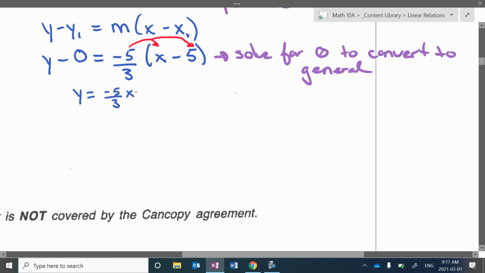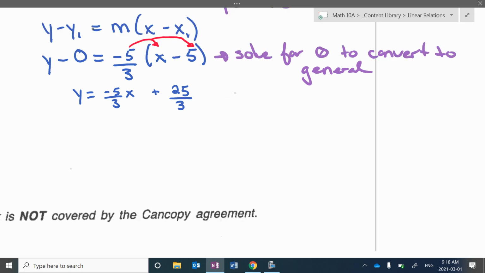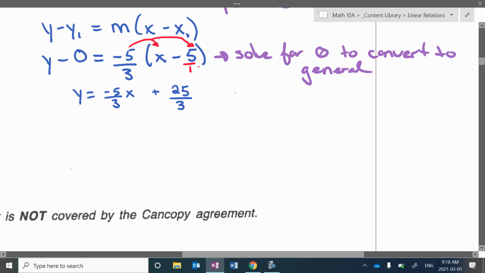So I'm going to get -5/3x. Negative times a negative gives us a positive. So I'm going to get positive 25/3. Remember, you can think of that 5 as like 5/1. I'm going to subtract y from both sides, so that way my left side equals 0.